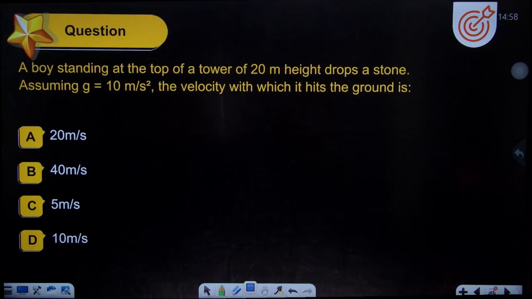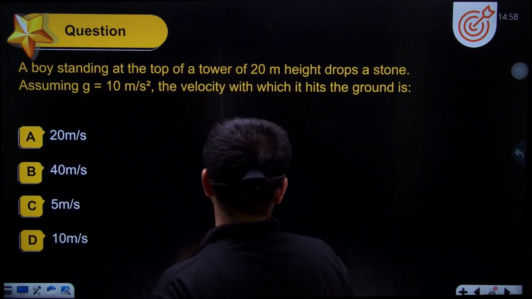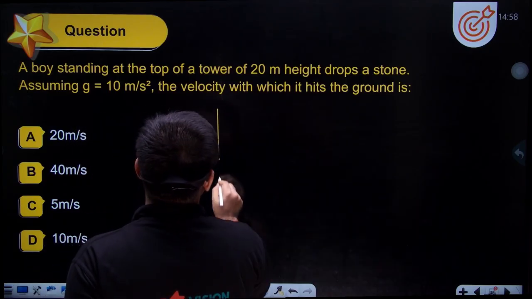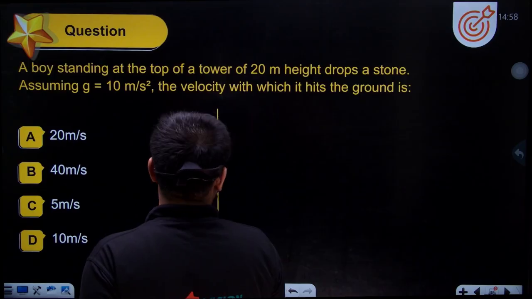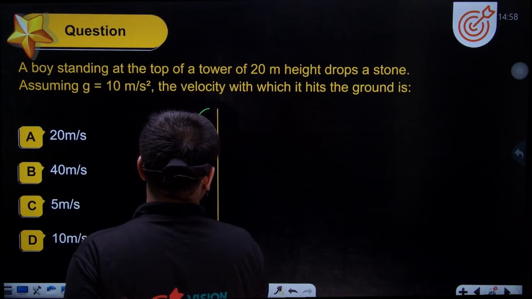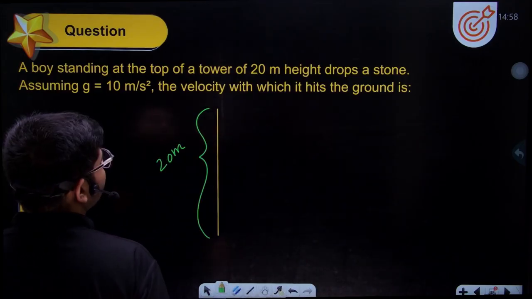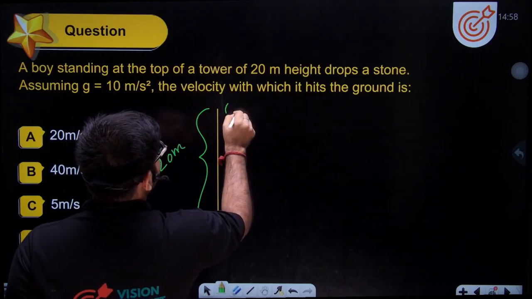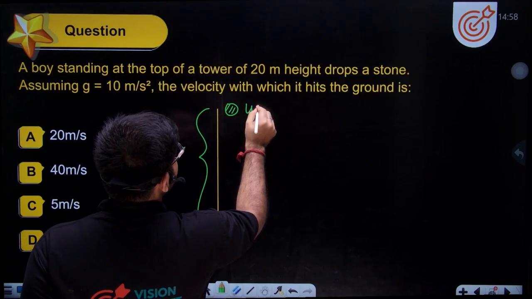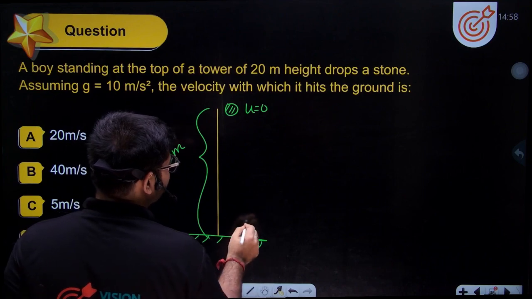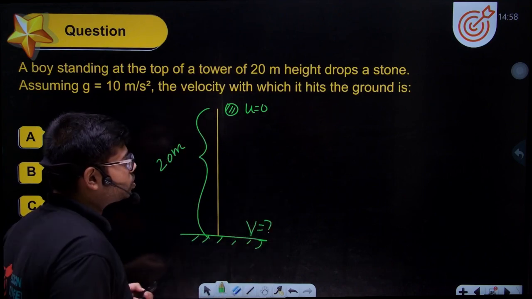Okay. Now let us read this sum. It is talking about a boy standing at the top of a tower of 20 meter height. First, let us draw all the information. A boy standing at the top of a tower, its height is 20 meter. From 20 meter height, he drops a stone. The initial velocity is 0, because nothing else is said. We are asked the final velocity just before it strikes.